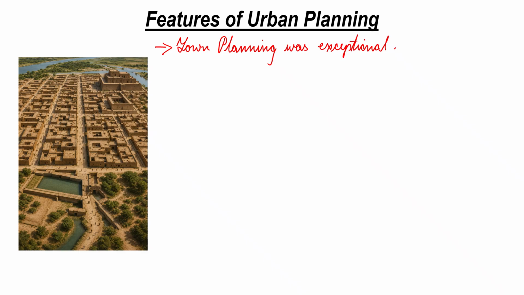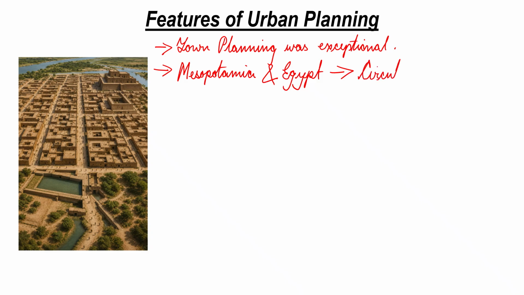No other contemporary civilization had this kind of town planning. So Mesopotamian civilization and Egypt, they followed a circular pattern. What does that mean?